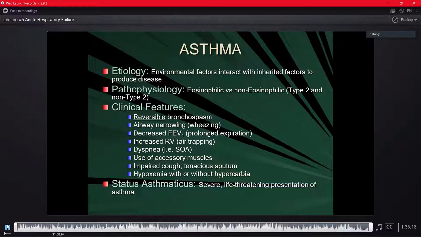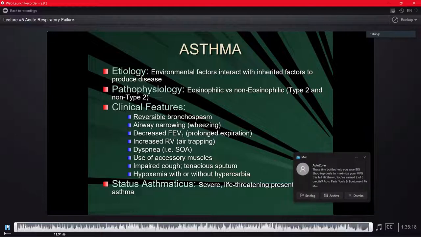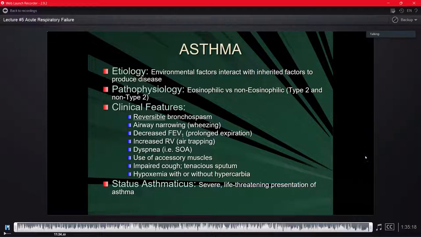Okay, so we can get air out over long periods of time, and we typically do because our body's going to start retaining CO2. So you end up with these periods of time where you're trying to exhale, but they're longer than typical. We have increased air trapping, difficulty breathing, we already know that. Use of accessory muscles, impaired cough with tenacious sputum, very thick. Lots of mucus, okay? The goblet cells get inflamed, and all of a sudden we have mucus throughout the entire airway. Excuse me. And then we have hypoxemia with or without hypercarbia, depending on what stage of the asthma attack or exacerbation we're in.